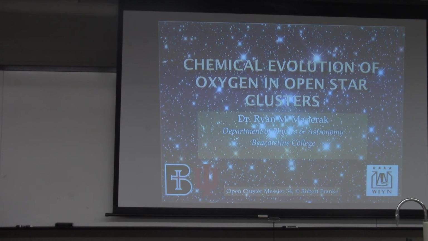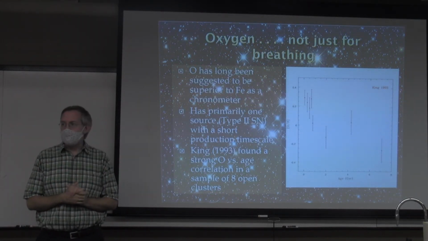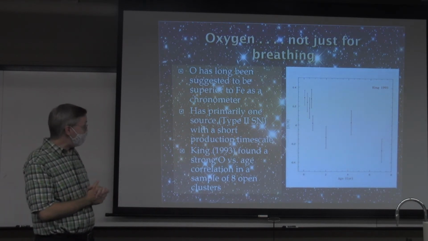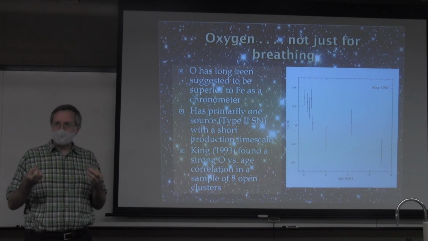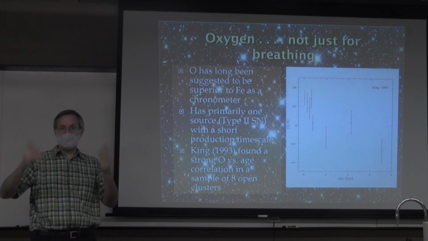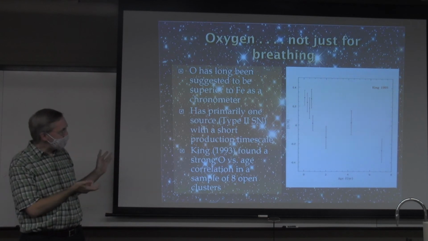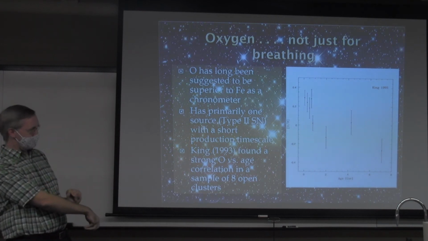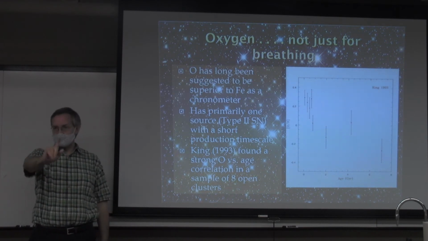And the basic idea there is, we want to understand how the amount of oxygen has changed in the galaxy over the last 10 billion years or so. Because the notion is that oxygen is probably a better tracer for galactic chemical evolution than iron, which has been kind of the textbook tracer for decades. Back in 1993, a colleague of the grandfather of this project, Jeremy King, finds this apparently linear relationship in a sample of open clusters. There be dragons in apparently linear relationships. Don't trust them.